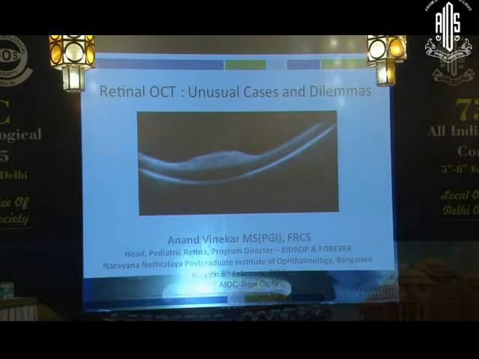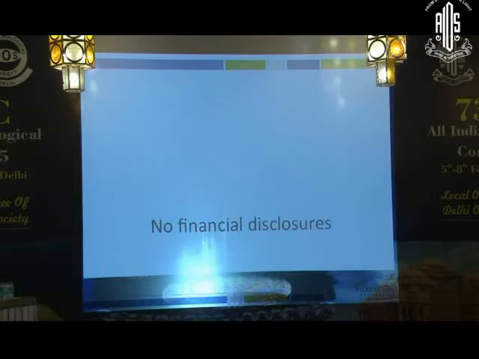I apologize that the keystone is not working on the main screen, so the inferior part of the screen is cut off, but I think the side screens are fine.